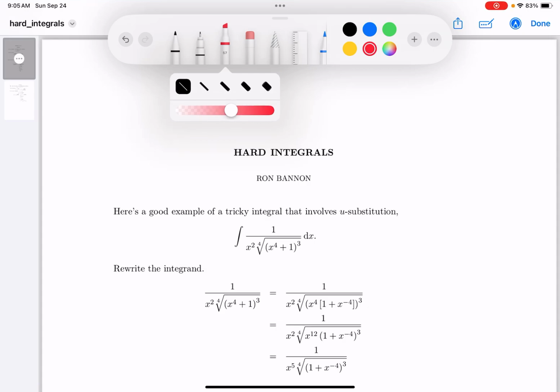Okay, so the title is Hard Integrals, and they are hard. I believe they're hard anyway. They're hard because they're tricky, but they do involve something simple. They involve a u substitution.